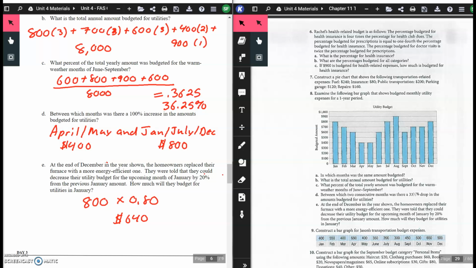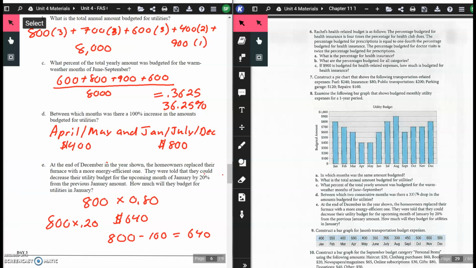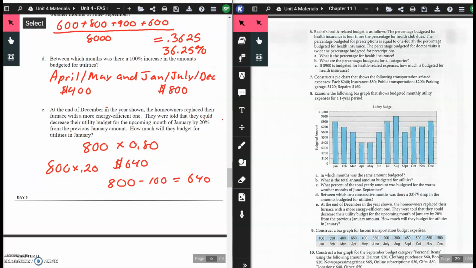You could also do 800 times 0.20, which will give you 160, and then do 800 minus 160, which gives you 640 as well. So you have 2 options to work through that one. And that is it for section 11.3.